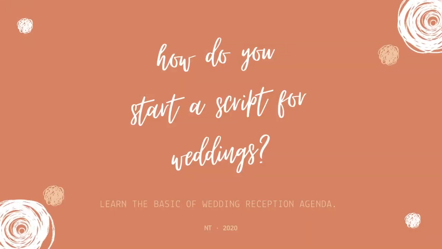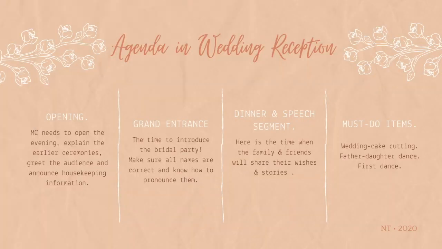How do you start a script for weddings? First and foremost, learn the basic agenda of their wedding reception. There is an opening, the grand entrance, there's dinner and speech segment, and there are some must-do items in wedding reception. During opening, MC needs to open the evening, explain the earlier ceremonies, greet the audience, and announce housekeeping information.